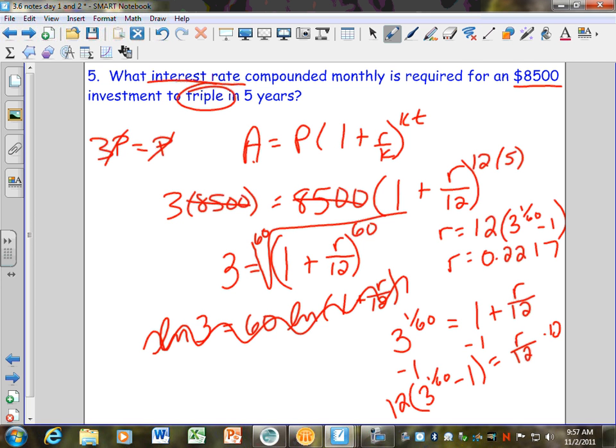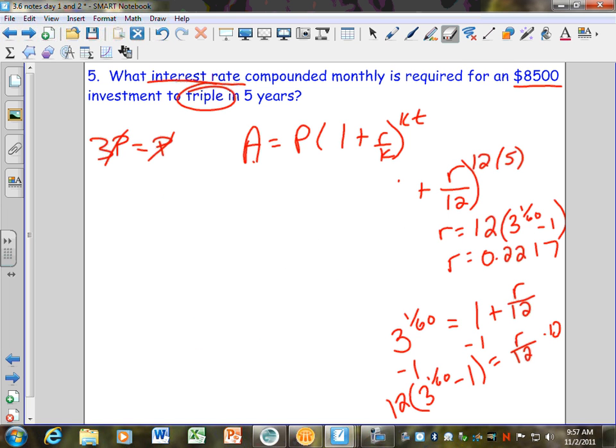Should get that. Again, you can do this in multiple steps if you want, but if you're going to do it all at once, you're going to type 12 times parenthesis, because we're multiplying by everything here, 3 caret parenthesis 1 divided by 60, close the parenthesis, minus 1, and then if you want to close the other parenthesis.